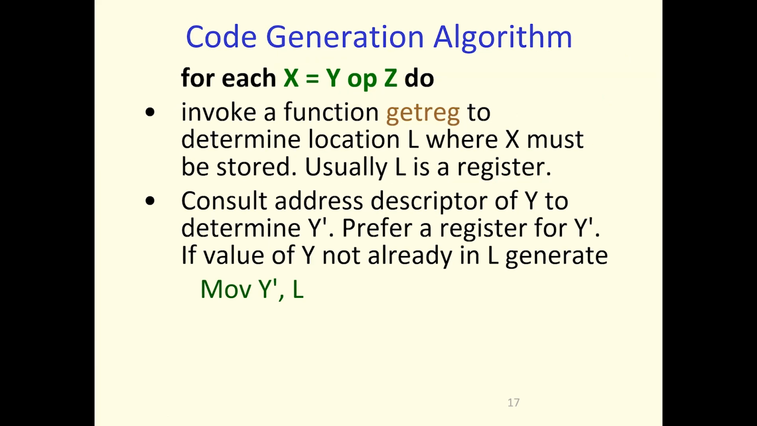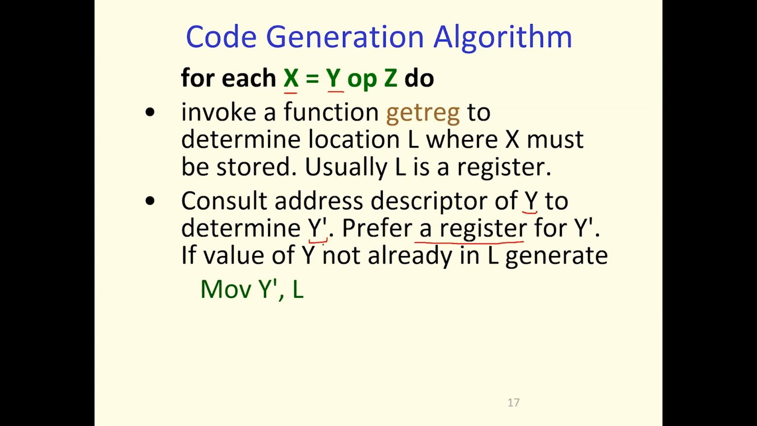Because we want the first operand as well as the result to be in the same register, we will first check where y is. Let's say y is stored in some location y prime, which is obtained from the address descriptor. It could happen that there is more than one location for y, so we will prefer a y prime which is a register. Now this y prime may or may not be in our target L. Why it won't be in L, we will see later, and later we will see how to choose L.